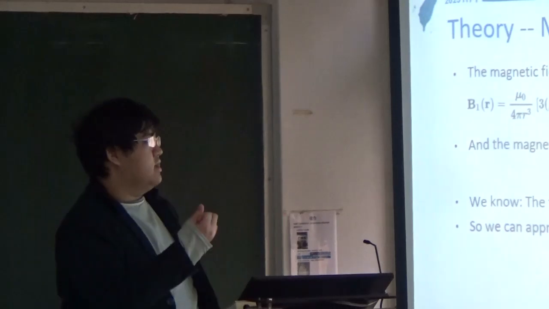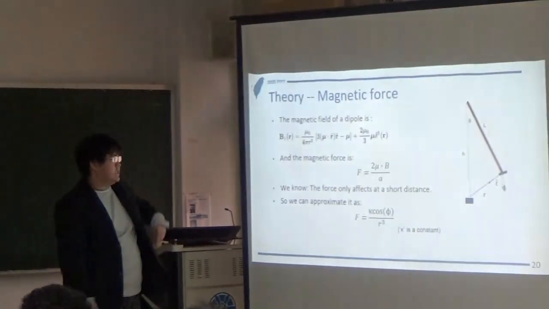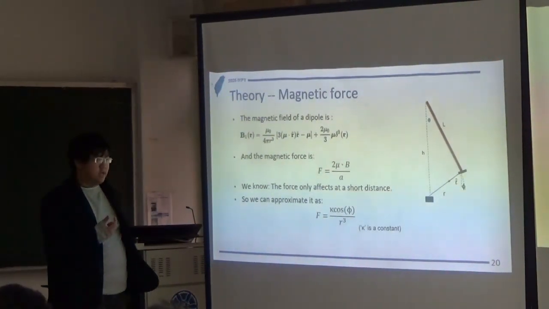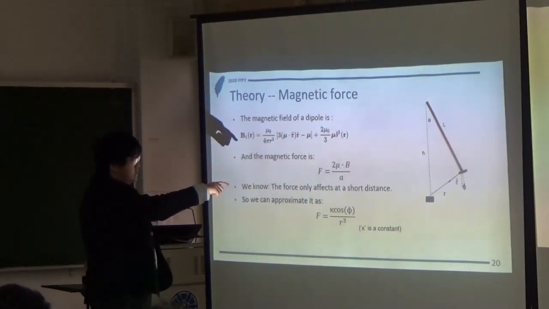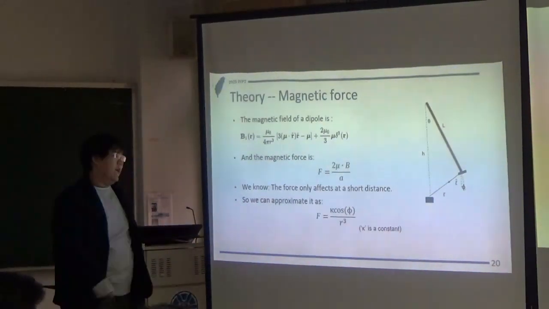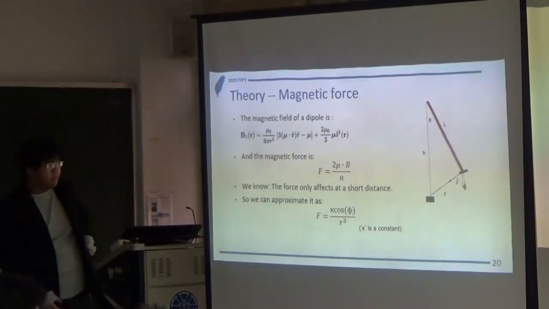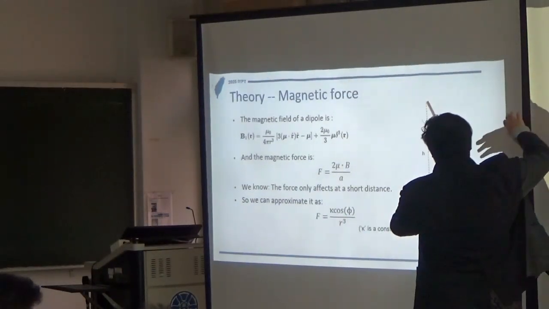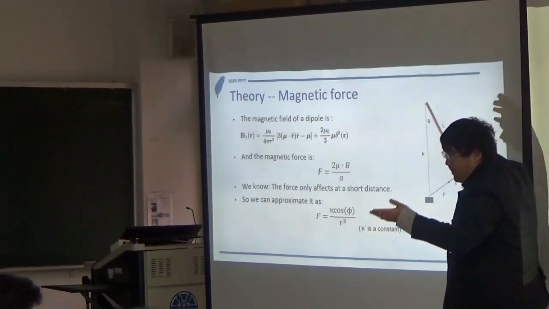And we know the magnetic field of a dipole is given by the equation. And from the Lorentz force, we know the magnetic force can be demonstrated like that. And we know the force only has an effect at short distance, because if you put the magnet too far away, at a large distance, it barely has an effect.